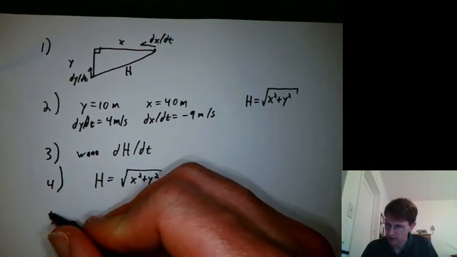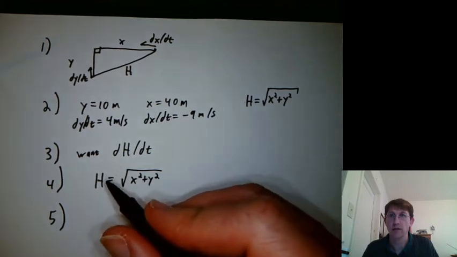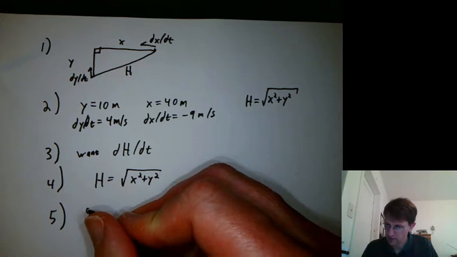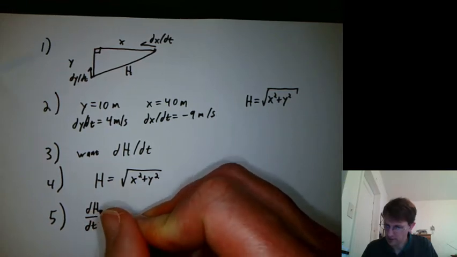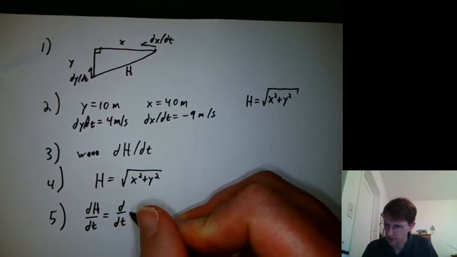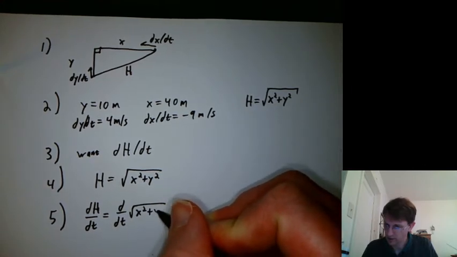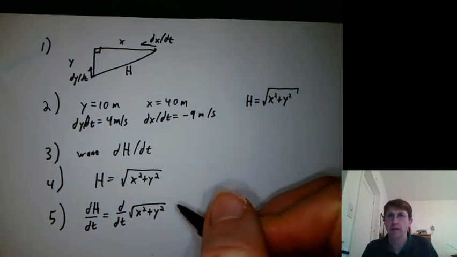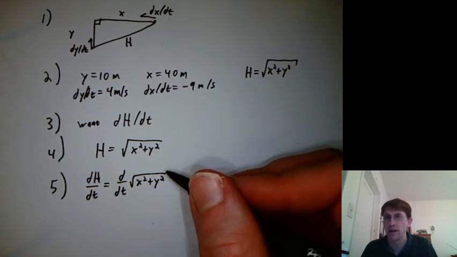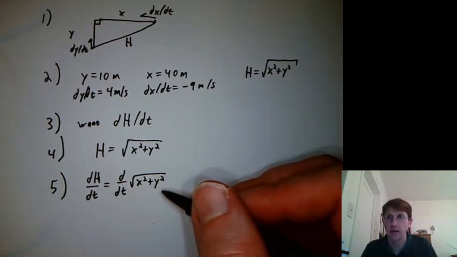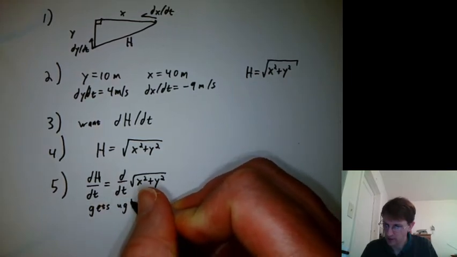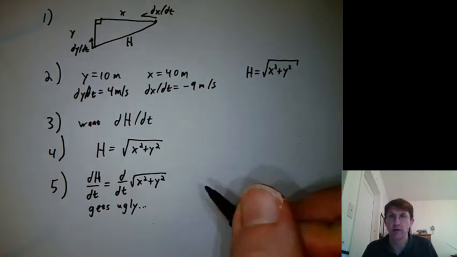And then step 5, find the rate of change of h by taking a derivative. So we might start and say dh/dt equals d/dt of this big old square root. You can imagine that's going to get a little ugly. We're going to have to do a half power and then a negative half, and then we're going to have to do the chain rule inside it. So let's just say that gets ugly. It's not impossible, but there's a more elegant way.